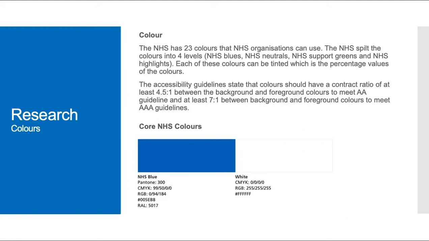The NHS has 23 colours, which are split into 4 levels: NHS Blues, NHS Neutrals, NHS Support Greens, and NHS Highlights. And each of those colours can be tinted, which is a percentage value of the colour. The accessibility guidelines state that the colours should have a contrast ratio of at least 5.4:1 between the background and foreground colours to meet the AA standards, and at least 7:1 between the background and foreground colours to meet AAA standards.